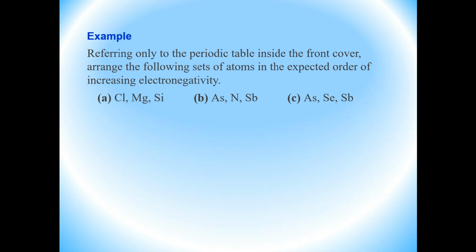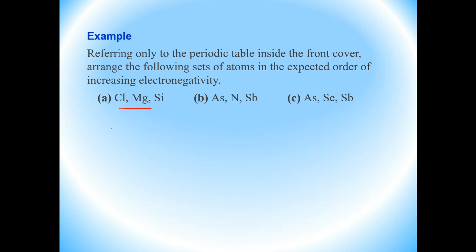So based on the relative positions of the elements in the periodic table, you should be able to answer these questions. Basically, it's asking for you to arrange these elements in order of increasing electronegativity values. So in order for you to do this, you can consult your periodic table. In fact, that's what the question says, just refer to the periodic table only. So let's look at the first three elements given here.